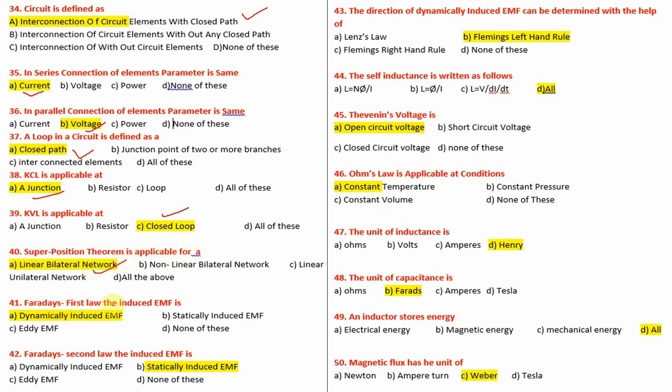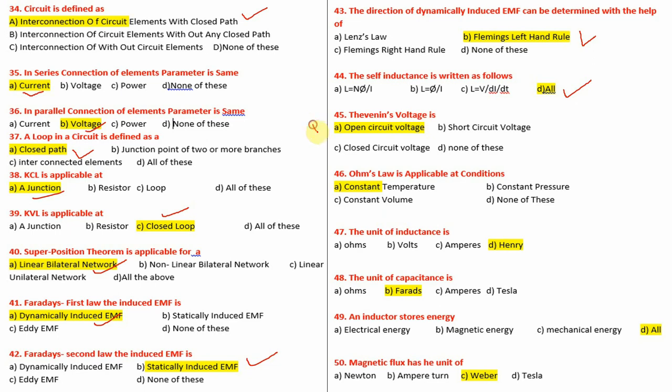Faraday's first law: the induced EMF is dynamically induced EMF. Faraday's second law: induced EMF is statically induced EMF. Now next, the direction of dynamically induced EMF can be determined with the help of Fleming's left hand rule. Self inductance is written as follows, right?